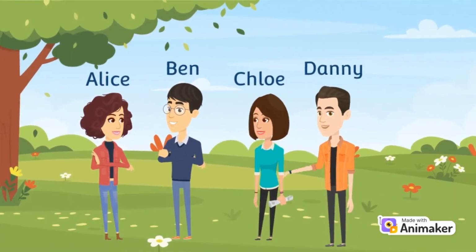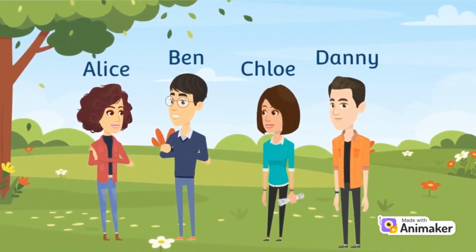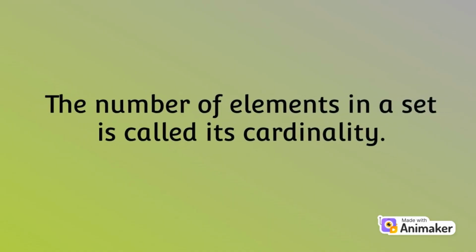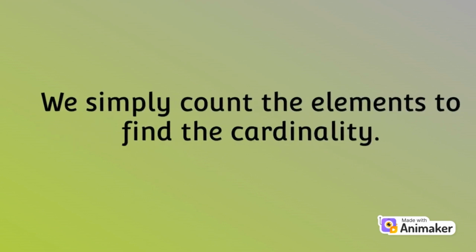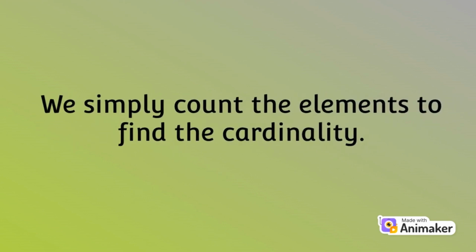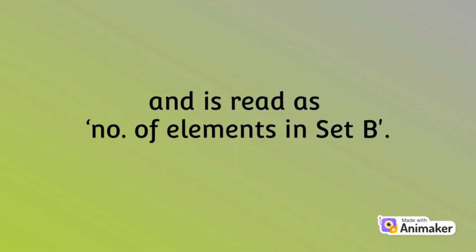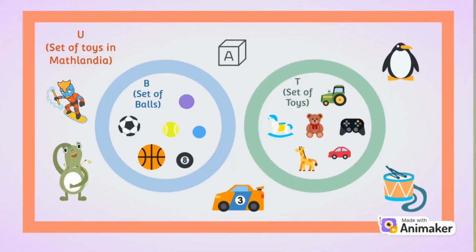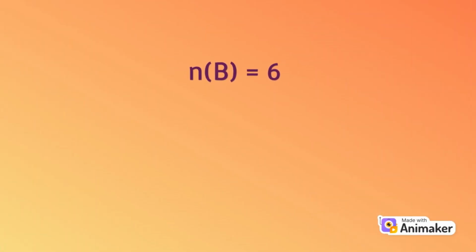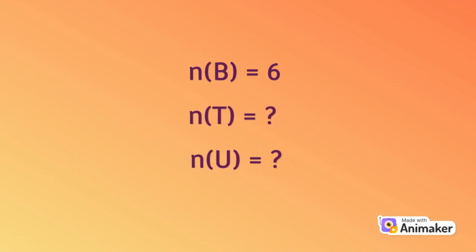How many elements are there in a set? Well, the number of elements in a set is called its cardinality. We simply count the elements to find the cardinality. It is symbolically written as n(B) and is read as number of elements in set B. Let's count all the elements of set B, set T, and set U. So the number of elements in set B is 6. Now you tell me the number of elements in set T and U in the comments section below.